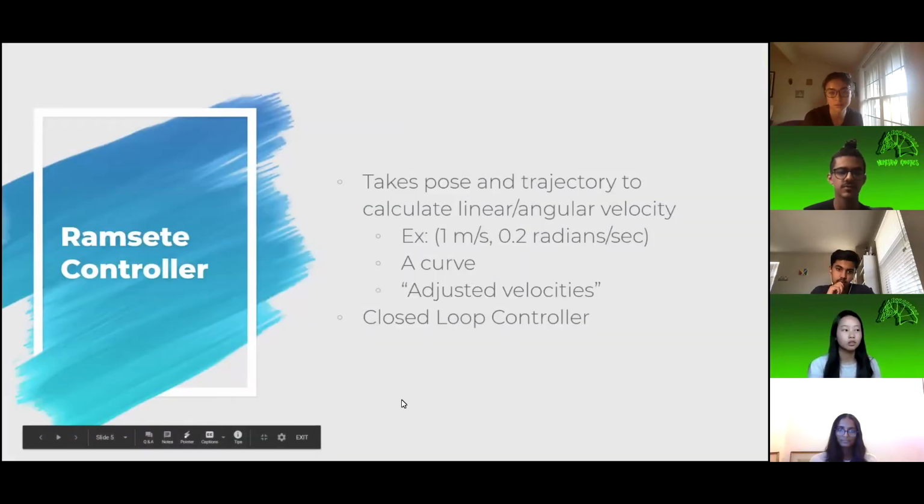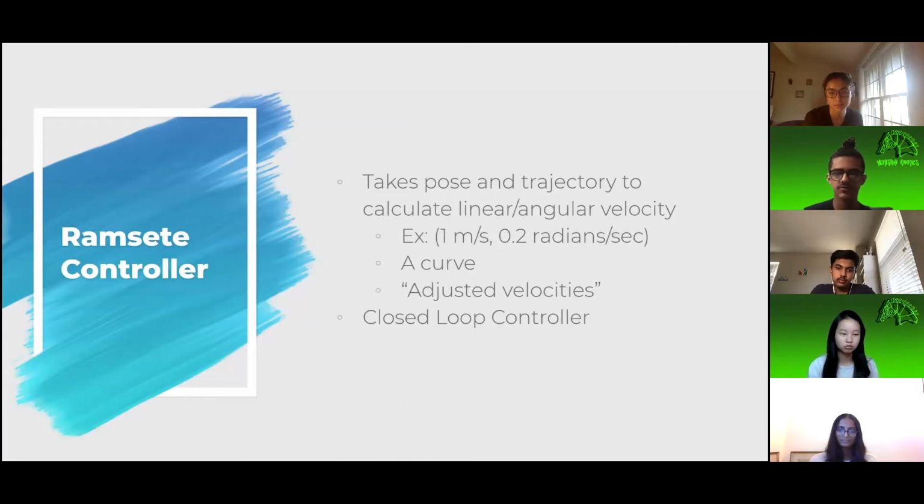Another concept is the Ramsete controller. Basically, it takes in the pose and the trajectory to calculate linear and angular velocity. So it can be 1 meter per second or 0.2 radians per second. That's linear, and the second one is angular velocity. Basically, it's a curve. What this Ramsete controller does is it's a closed loop controller similar to PID. If you give it a starting value and a PID controller, it returns adjusted velocities. And that's how you get from your start point to your set point.